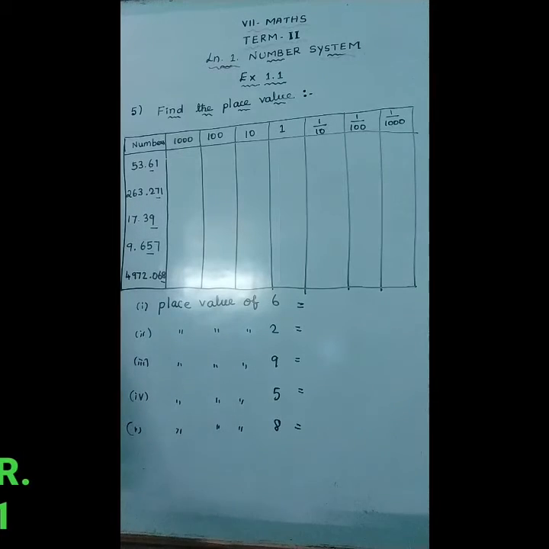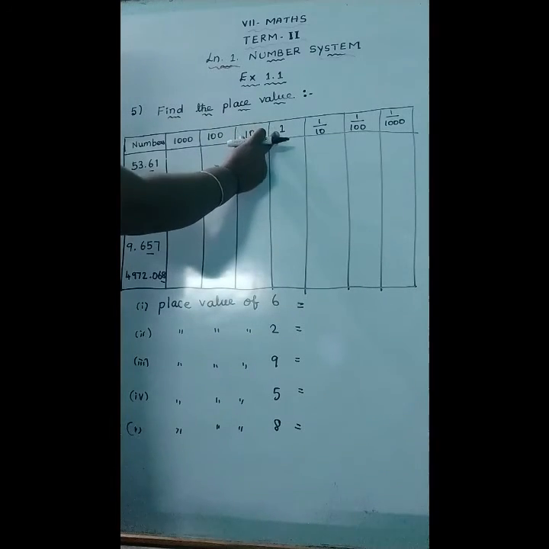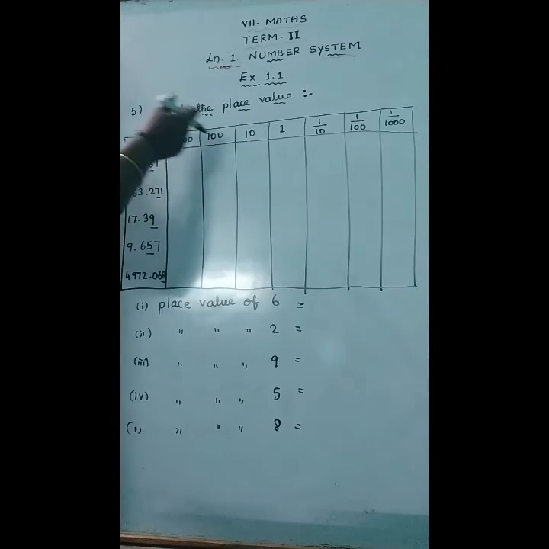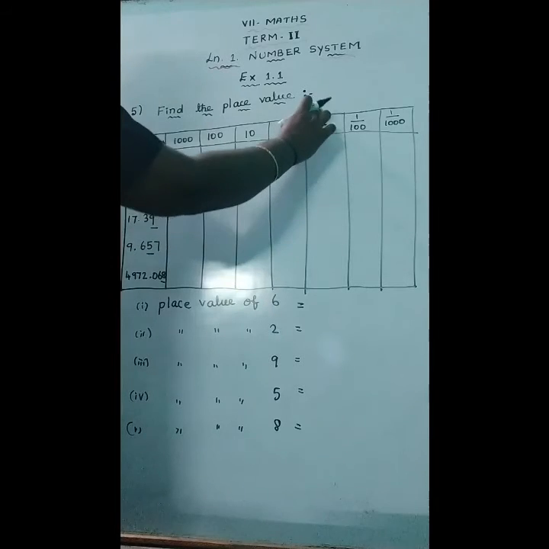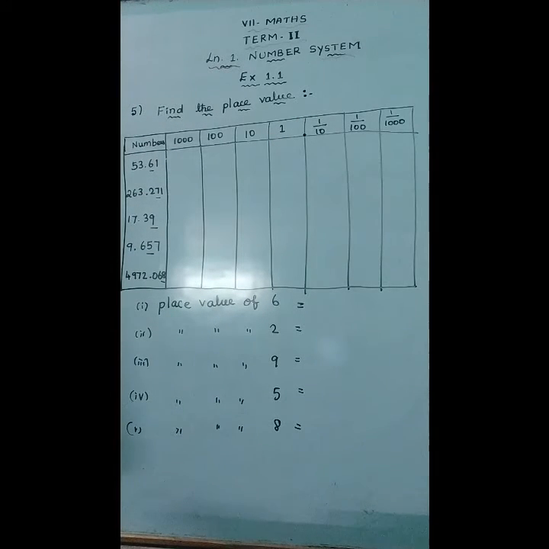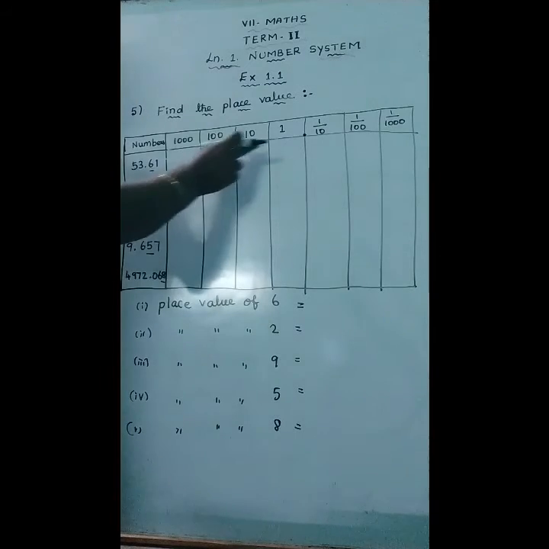In the fifth sum, express the following decimal numbers in the place value grid and write the place value of the underlined digit. The first number is given; find the place value of the underlined digit. First draw the place value table. Here this is the ones place, tens, hundreds, thousands, and after the decimal point, tenths, hundredths, thousandths. So we start in the ones place.